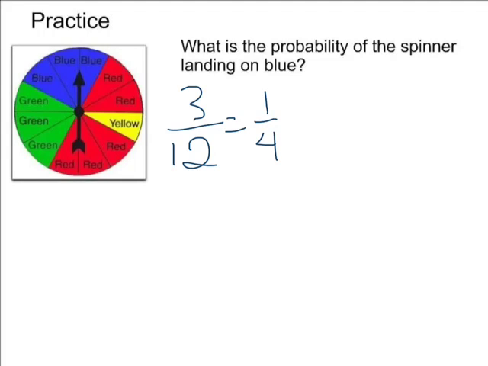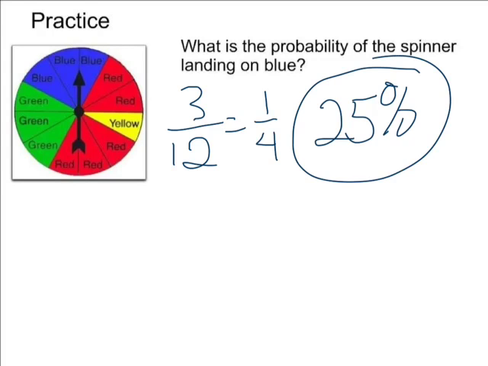And 1/4 is a fraction you should have memorized as a percentage. It is 1/4, or it is 25% probability of the spinner landing on blue.